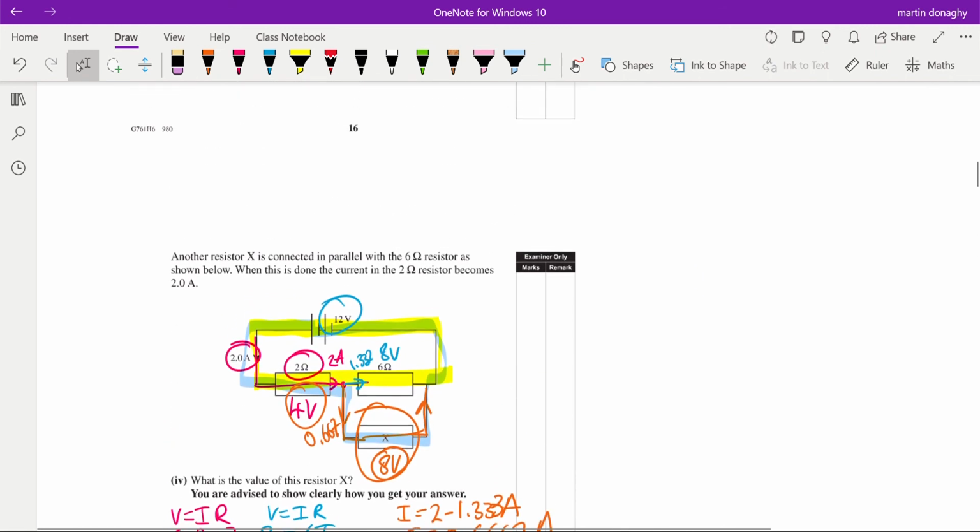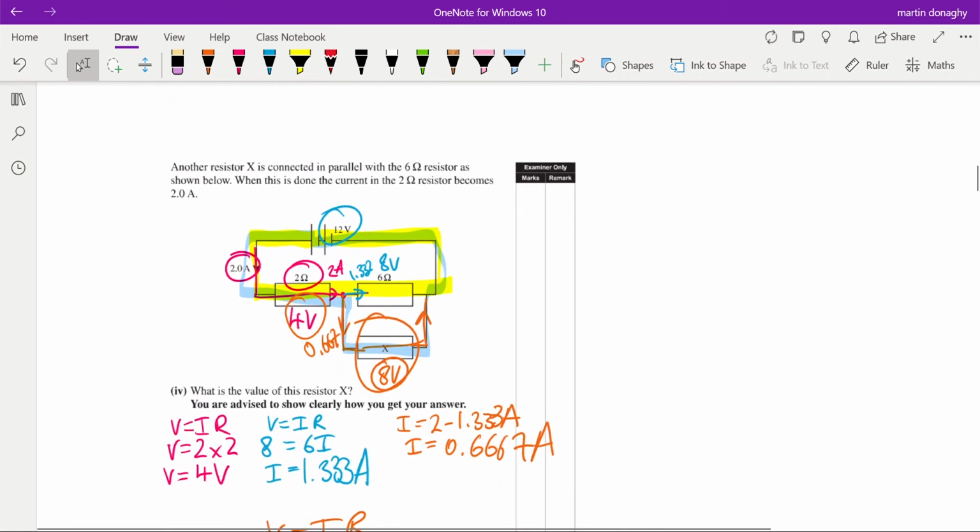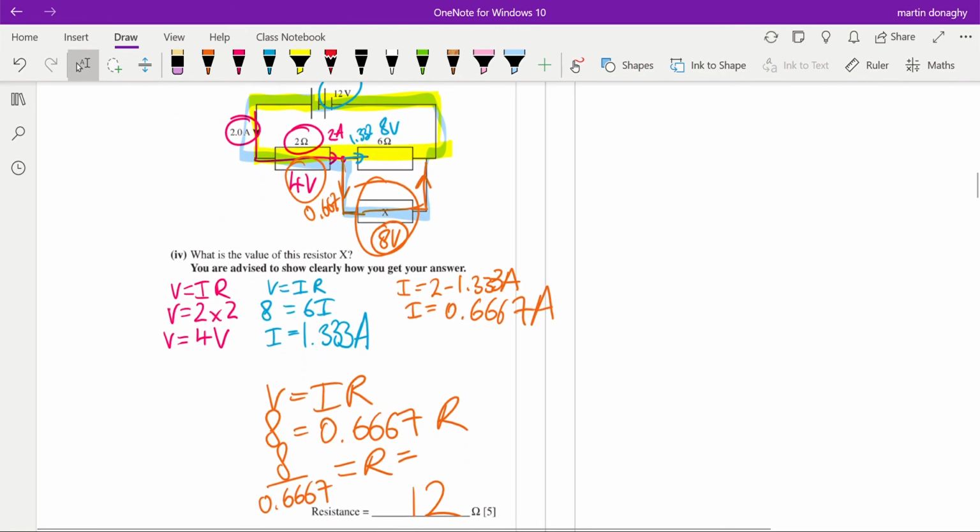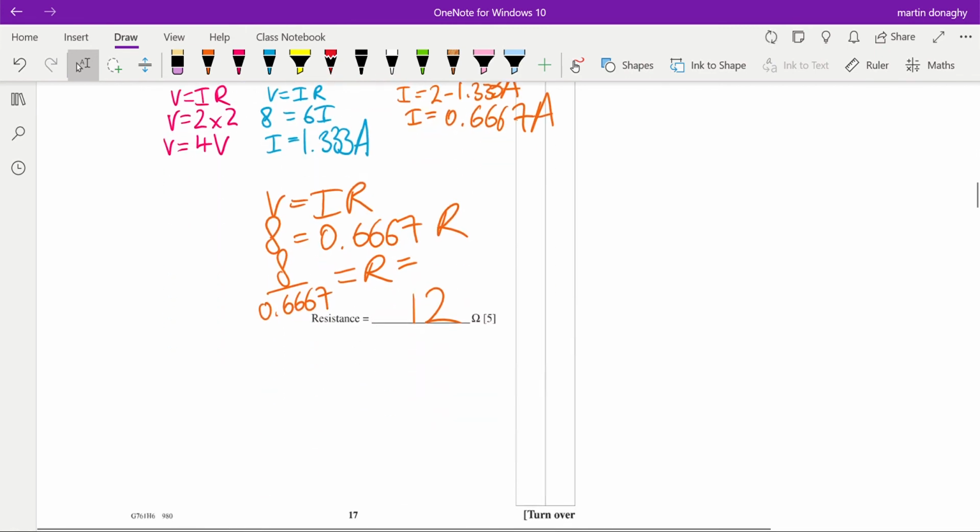Tricky enough question that. Be careful how you lay these out, particularly when it says show clearly how you get your answer. That way you can get ECF in the question, and you can get marks for working out even if you don't get to that 12 ohm answer.